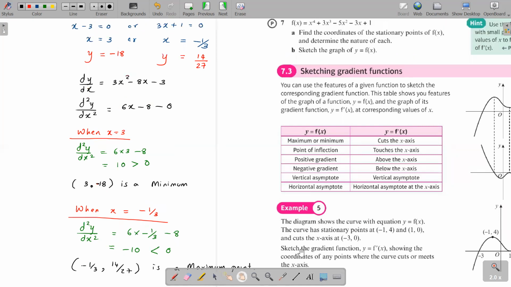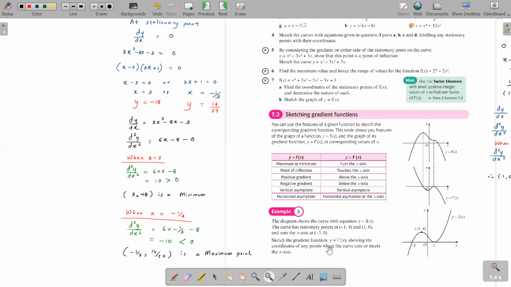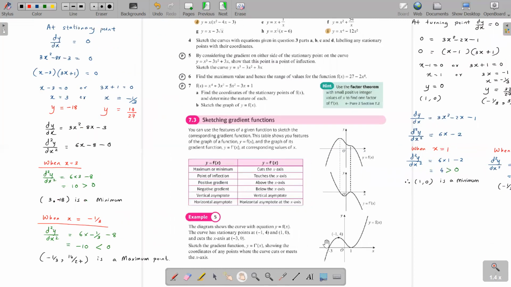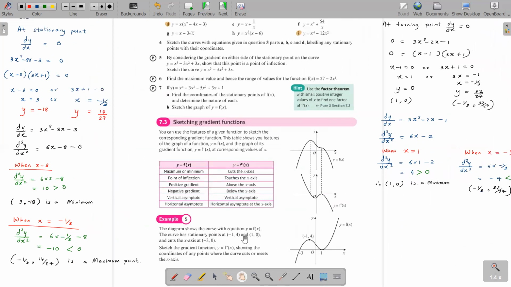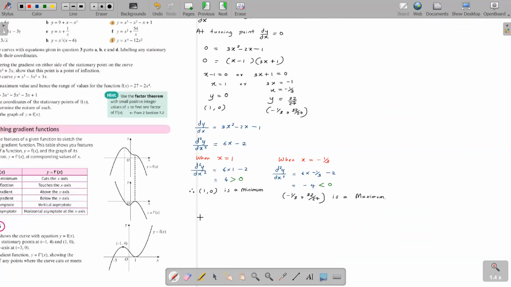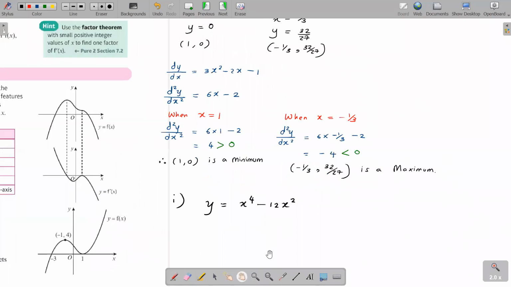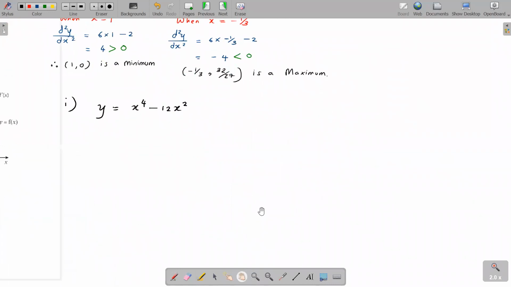Okay, then let's move on to part I. y equals x to the power 4 minus 12x square. Okay, let's get started with this one.